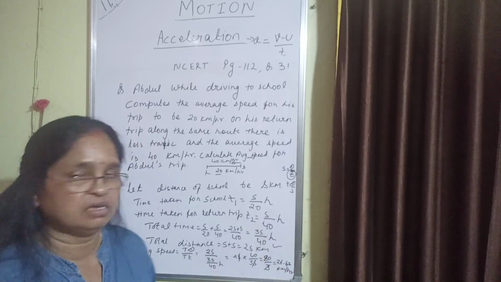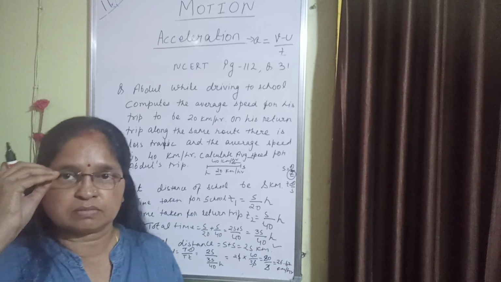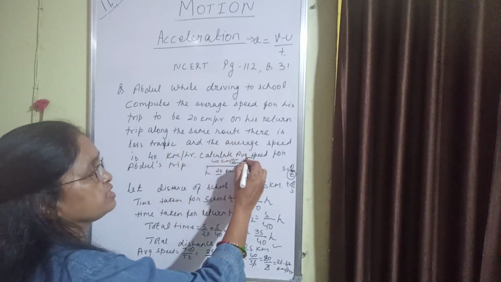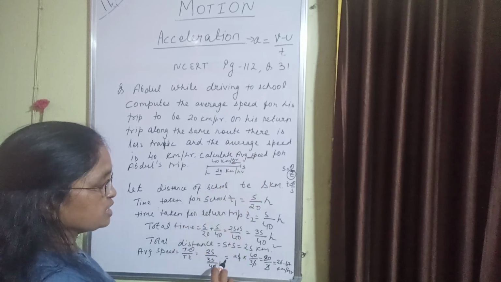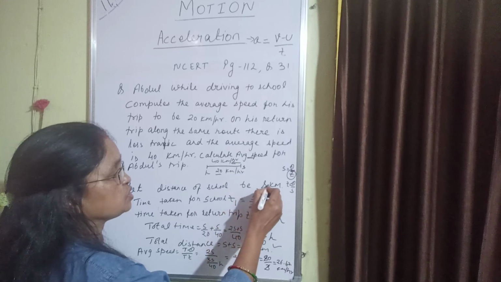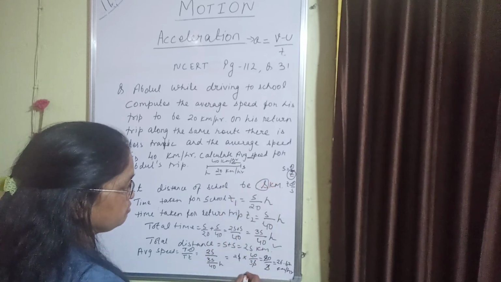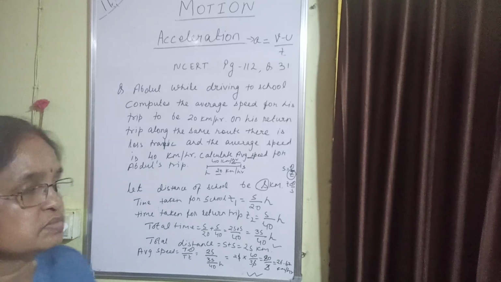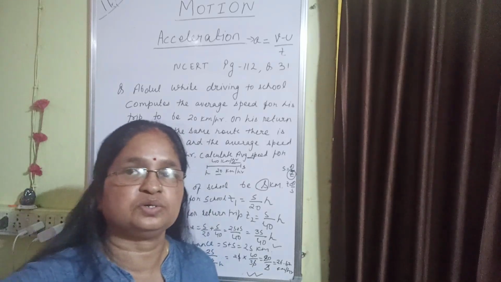So students, see, very simple. We had to take out the average speed. Average speed means total distance by total time. Distance was not given, so we assumed it as S kilometer and did this. One more question I am sending you. You solve it and send it to me. Okay.